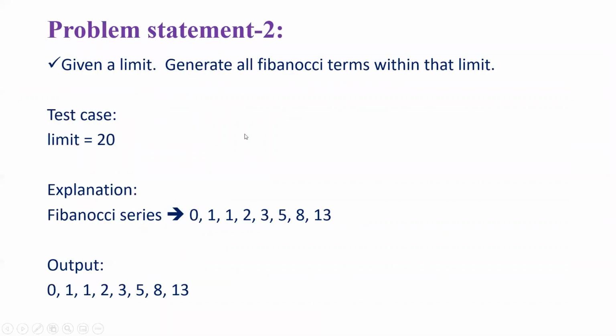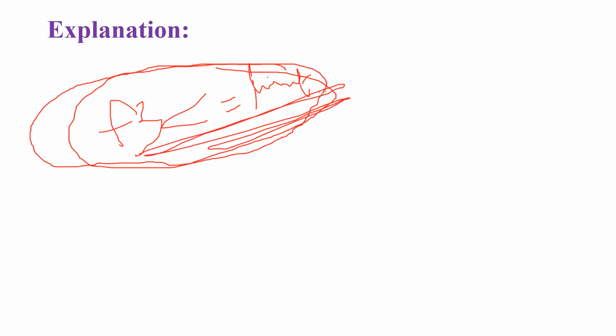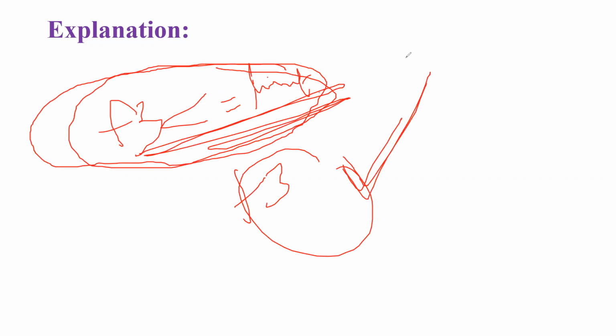In this problem, they will give you a limit and your task is to generate all the elements within that limit. All the Fibonacci terms, just like the previous one, but here the only thing you need to add is this: if the F3 value we computed as part of the previous code is within that limit, then we can directly print the F3 value. So we know that yes, it is inside that limit and it's a Fibonacci term. Okay, let's check how to do it.